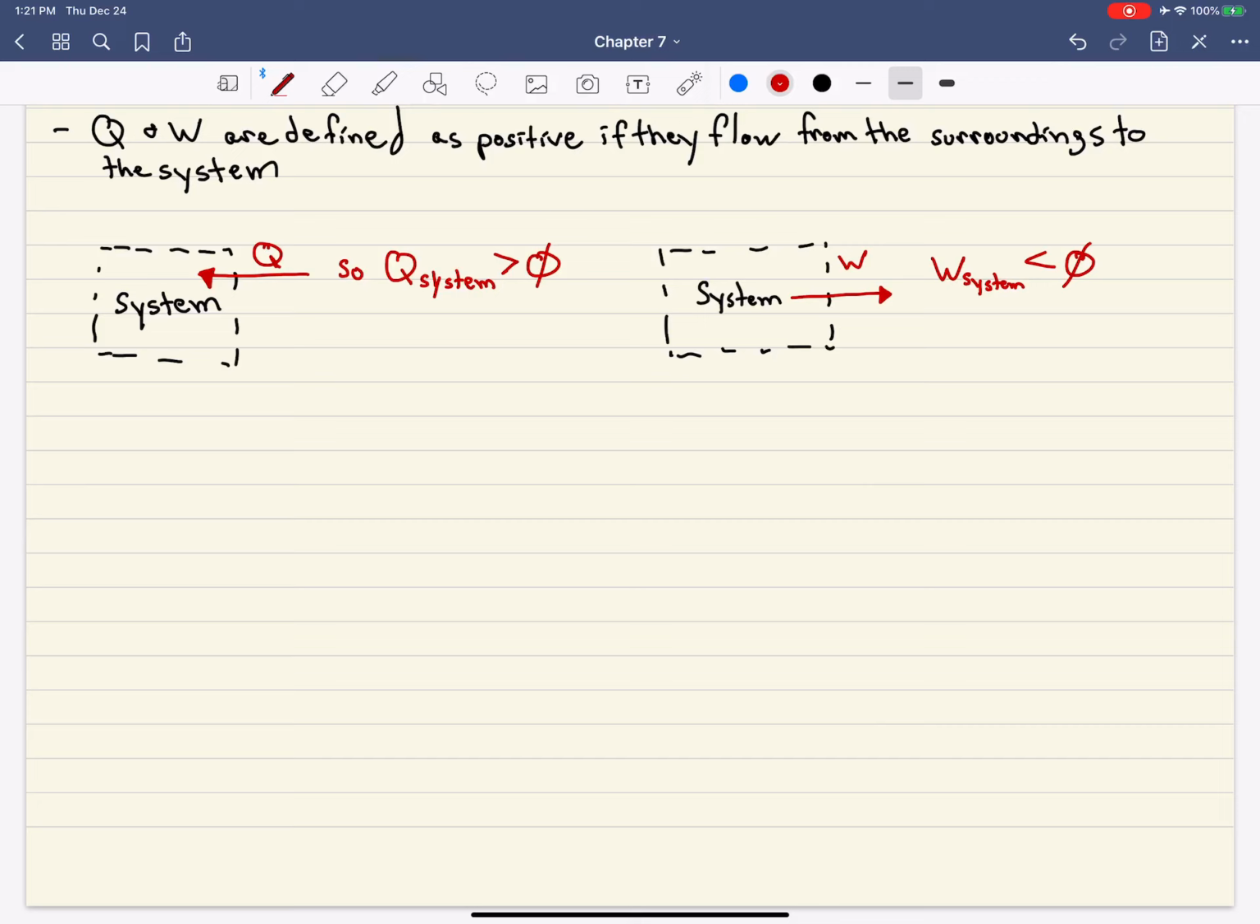All right? And the opposite case of that would be if we have our system and the surroundings are doing work on it. All right, so the work is going into the system. In this case, our work would be positive because it's going from the surroundings into our system. And so, remember, if Q or W are going into the system, that means that they're going to be positive. But if they're leaving the system and going to the surroundings, that means they're going to be negative.